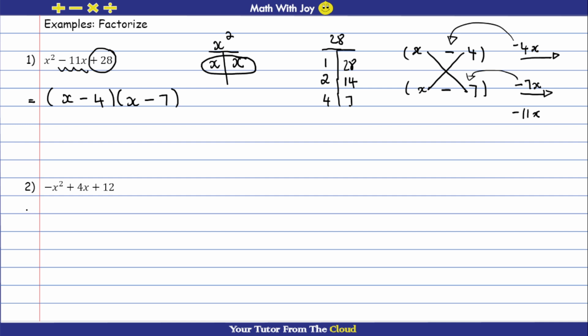Now let's try out this one. Number 2. The very first thing I'll say, this is not in standard form because we have the x squared being negative here. You don't want that negative. So let's factor out the negative first. To factor out the negative, you're going to be left with positive x squared minus 4x minus 12x.